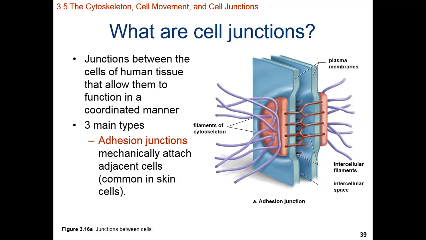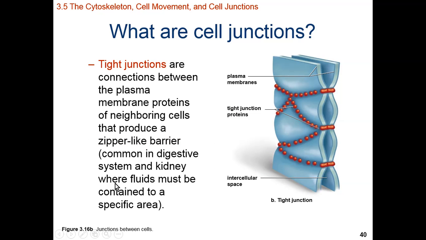So let's first talk about adhesion junctions. Our adhesion junctions are going to mechanically attach cells to each other, and these adhesion junctions are nice because they allow for lots of stretching and bending of the tissue, which is one reason why they are common in skin cells.